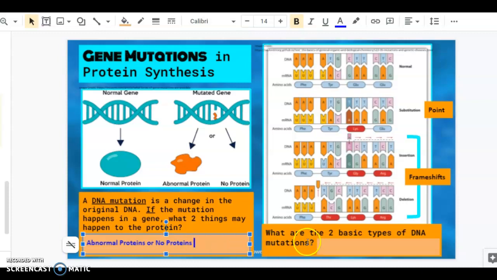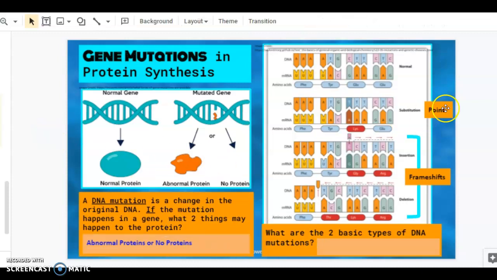Well, what kind of mutations happen? There are 2 basic groups of mutations that you need to know. The first is the point or substitution mutation. It happens at just one point, one base in the DNA. And the second is the frameshift mutation. This is where a base gets added in insertion or a base gets deleted in deletion, and it changes the length of the DNA. Point mutations and frameshift mutations can both lead to abnormal or no proteins.